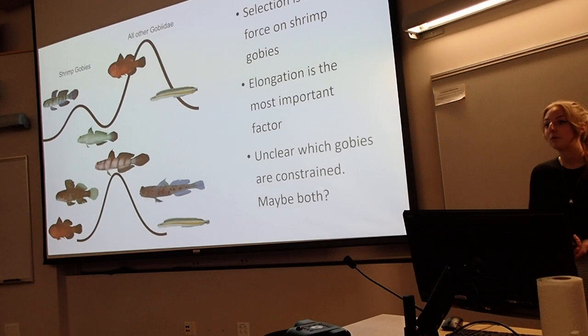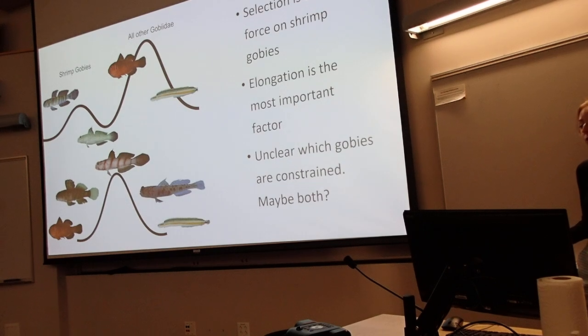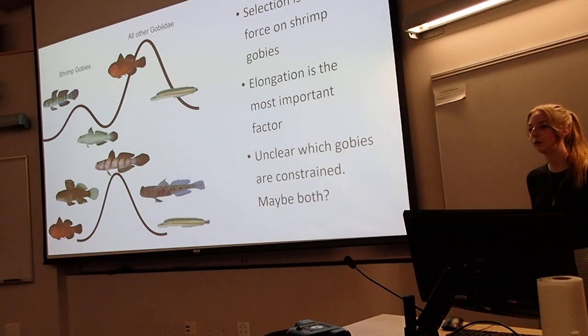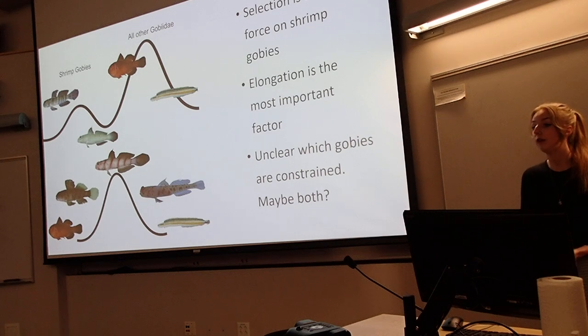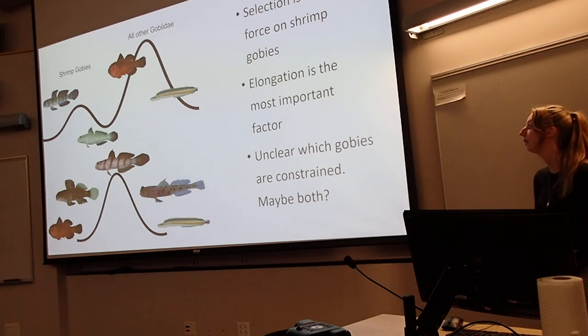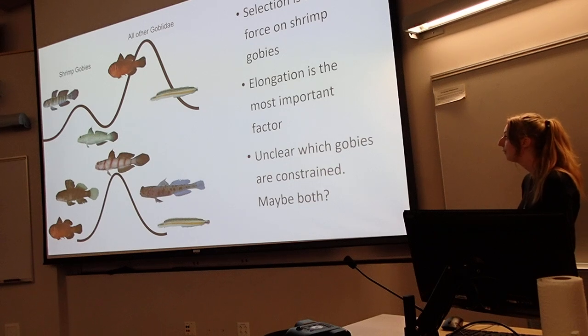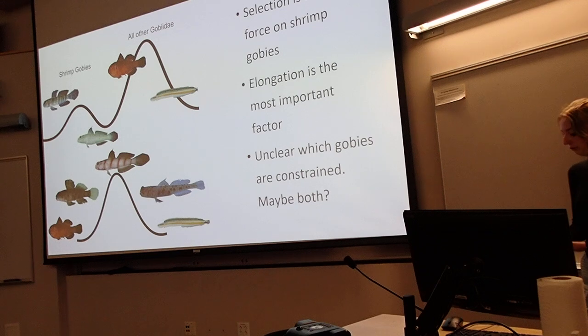Now, what does this all mean when we put it together? So we found that selection is a really huge driving force on shrimp gobies because of what we found in our modeling. Those Brownian motion models fit extremely poorly, so we know selection is definitely happening. We also know that elongation is a huge factor in this relationship based on what we saw from our morphological analysis, or our PCA. However, it's a little bit unclear about who's actually constrained here.